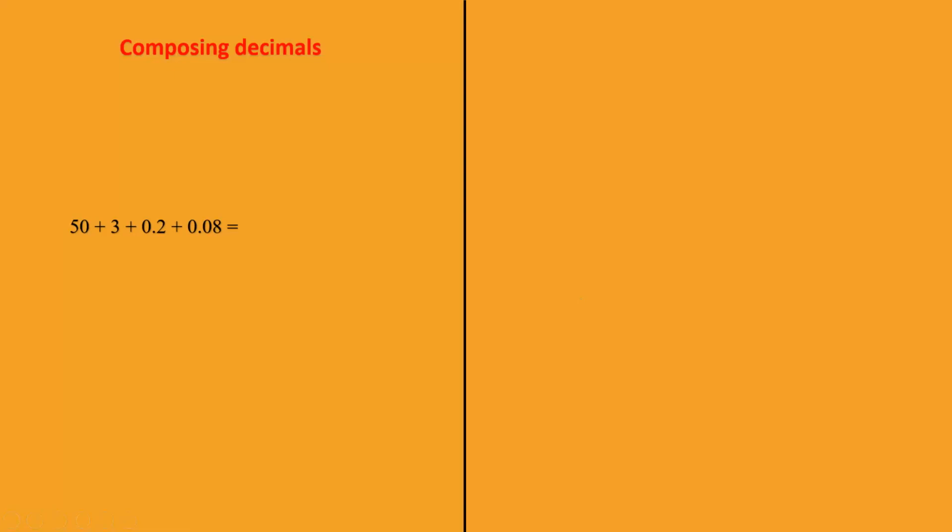50 plus 3 plus 0.2 plus 0.08. It's very easy. We can write it here. We have how many places? We have 1, 2, 3, 4, so we have 4 places. Okay, let's write 8 in the hundredths and 2 in the tenths, and then put the decimal point, and 3 and 5. And don't forget the decimal point. So it will be 53 and 28 hundredths.